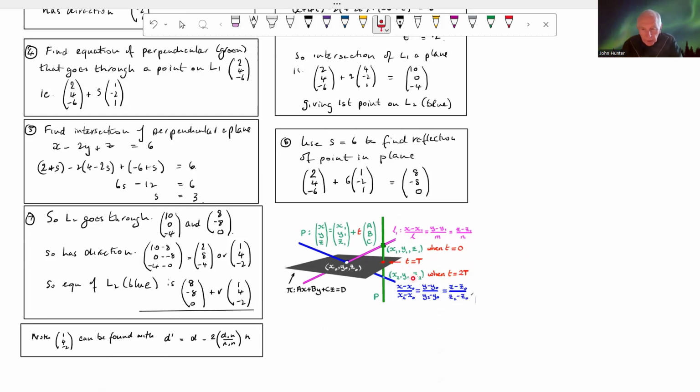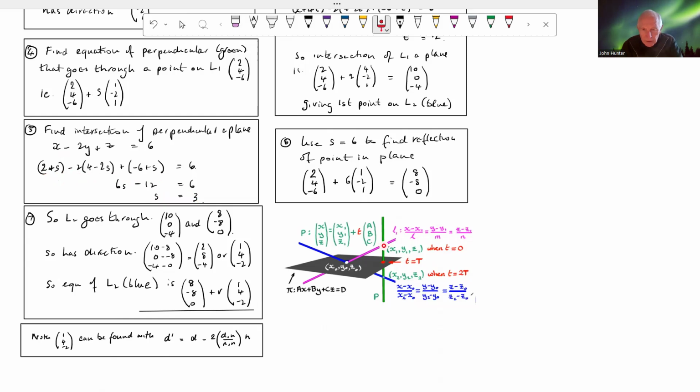On the diagram they use the parameter t. I'm using s as the parameter for the perpendicular. So we've got our equation of the perpendicular here. X is 2 plus s, y is 4 minus 2s, z is minus 6 plus s. So if we substitute those into the equation of the plane, we get this, and that's going to give us s equals 3. Okay.